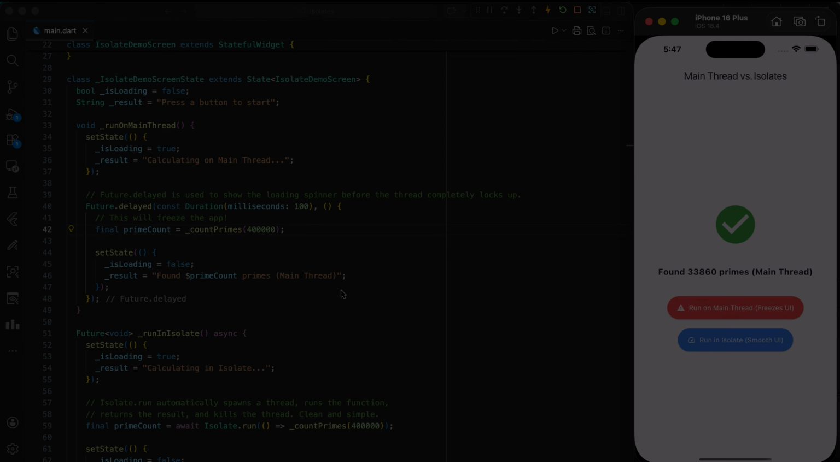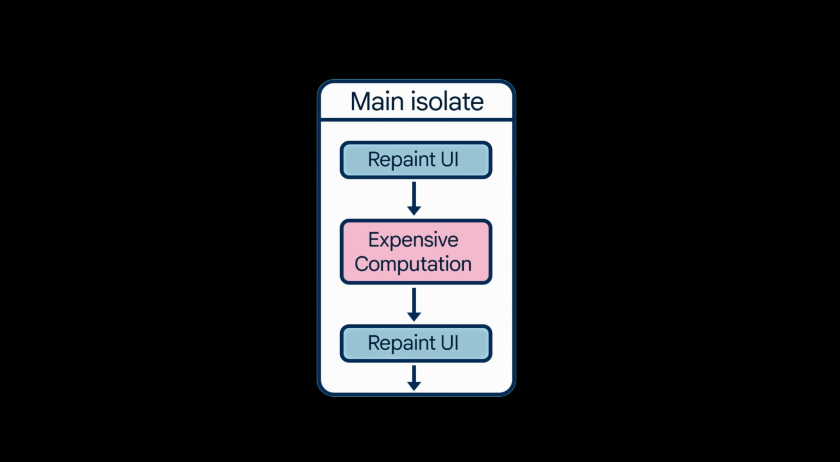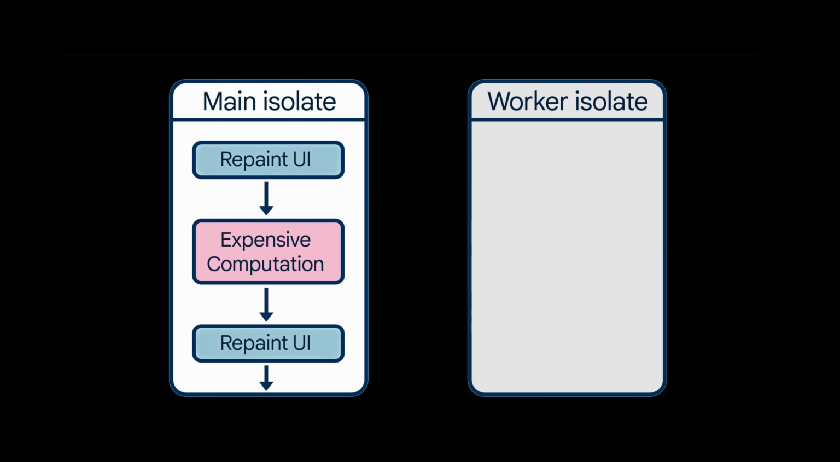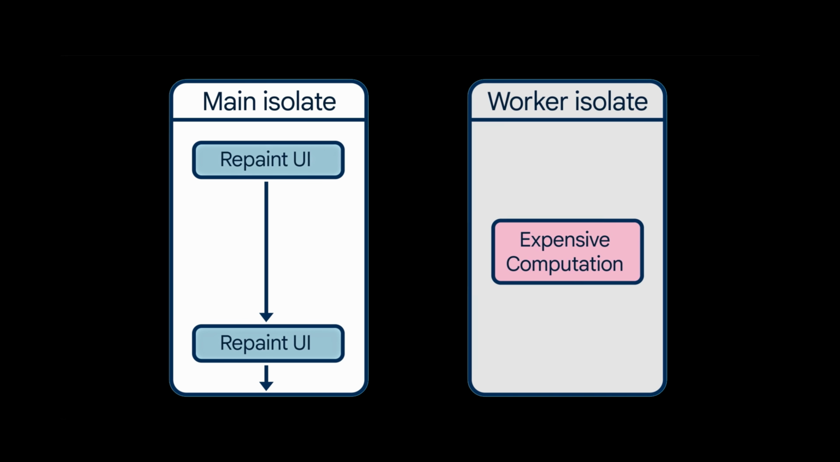So, how do we fix it? We need to hire a background worker. In Dart, we call these isolates. An isolate is essentially a separate thread with its own independent memory. It can do all the heavy lifting in the background, completely separate from the main UI thread.